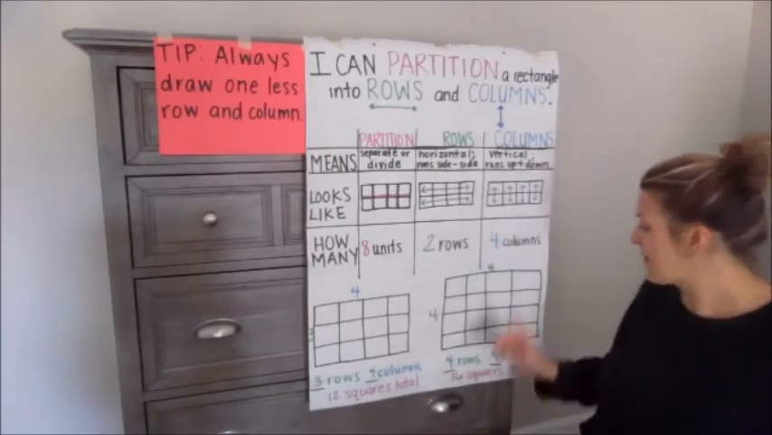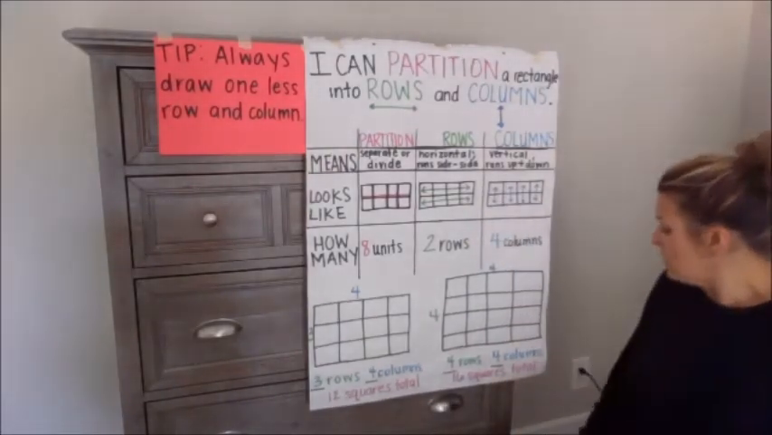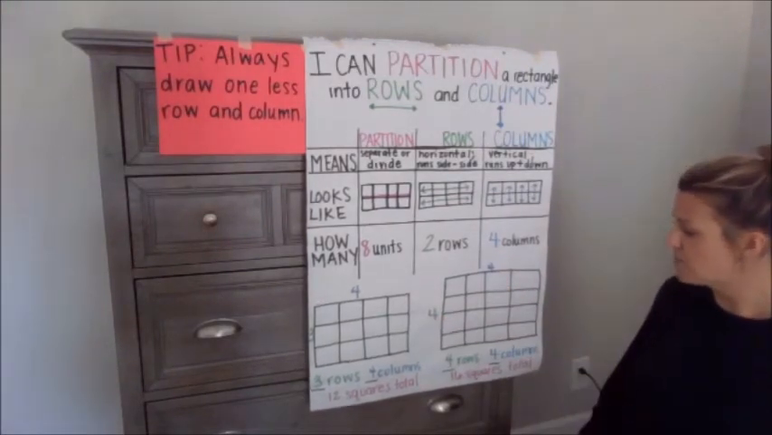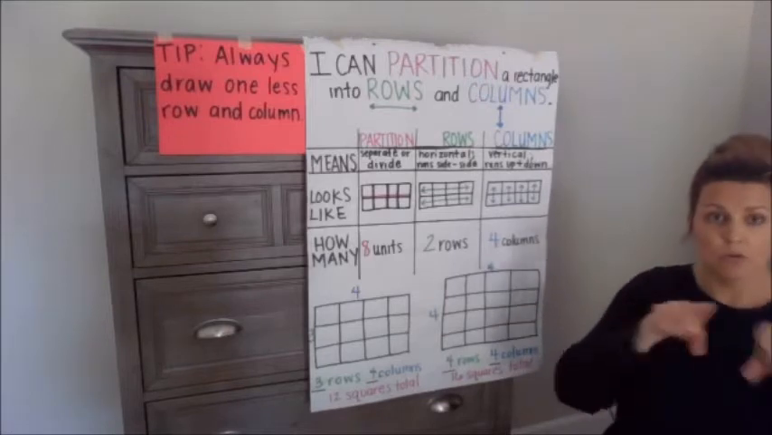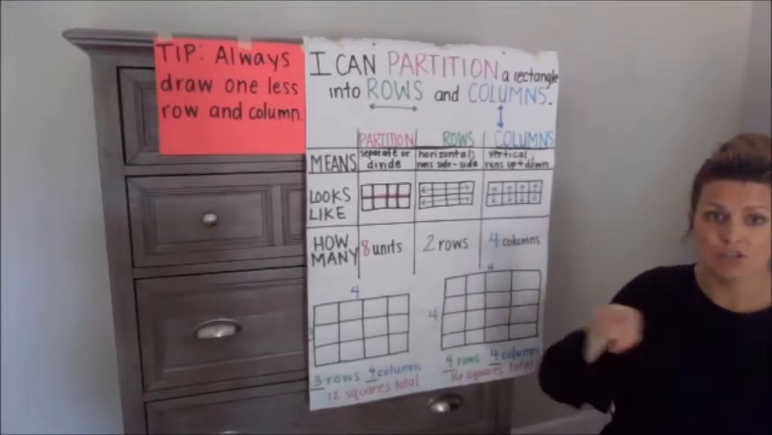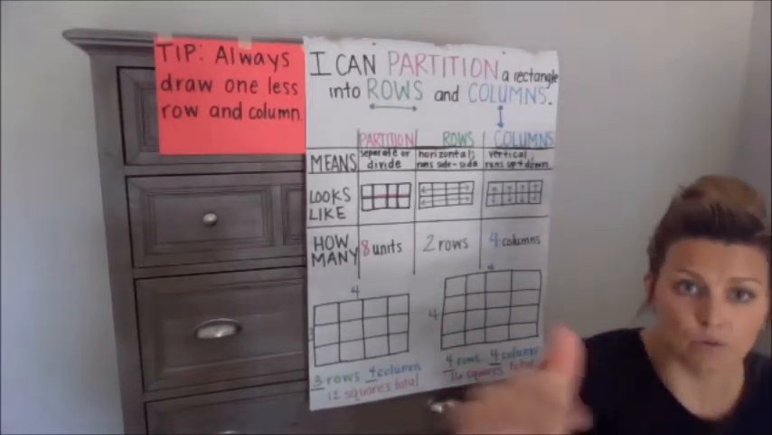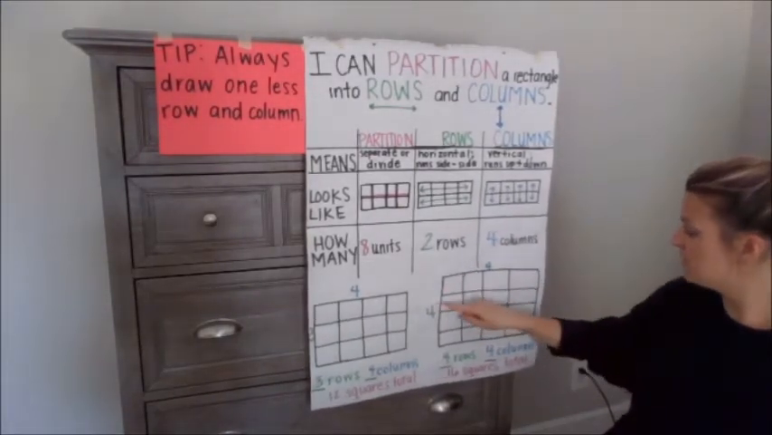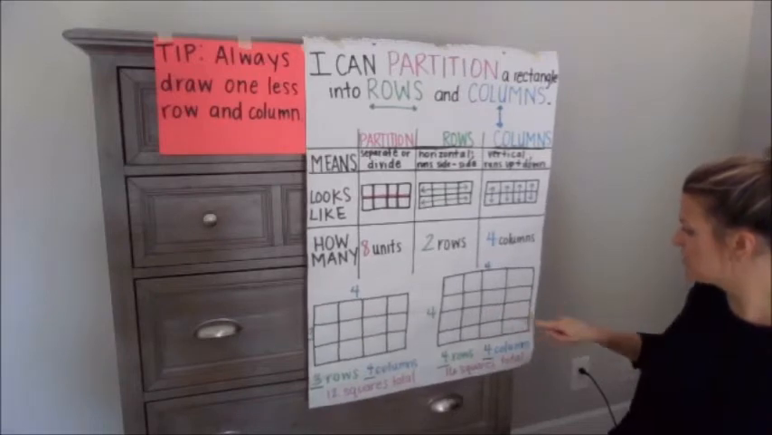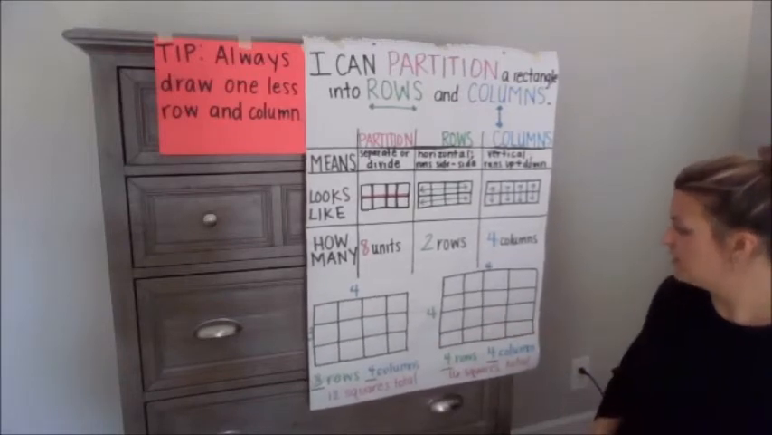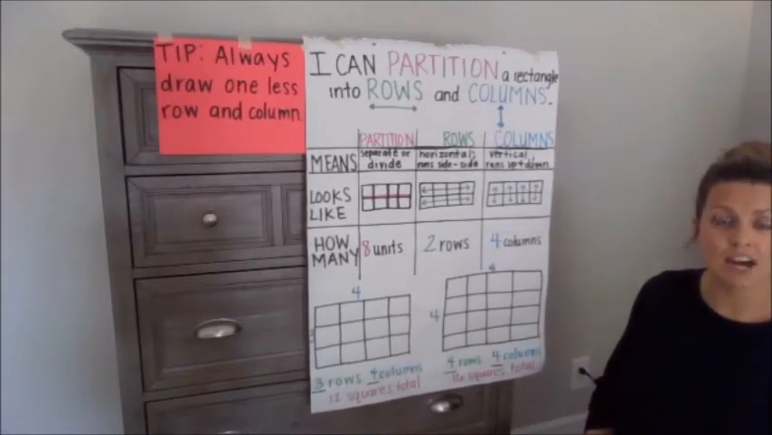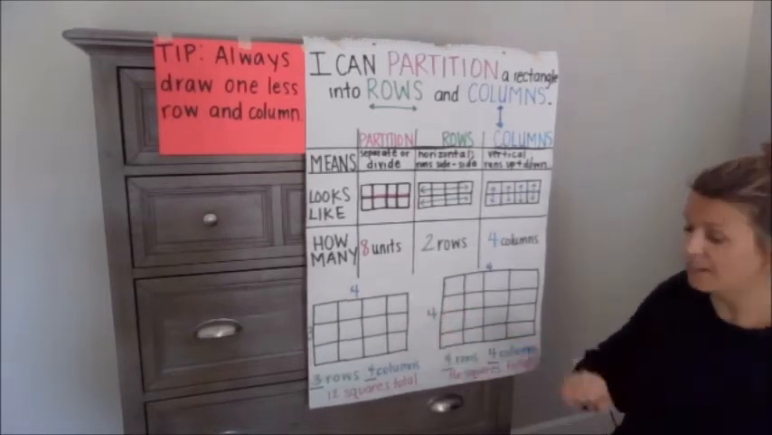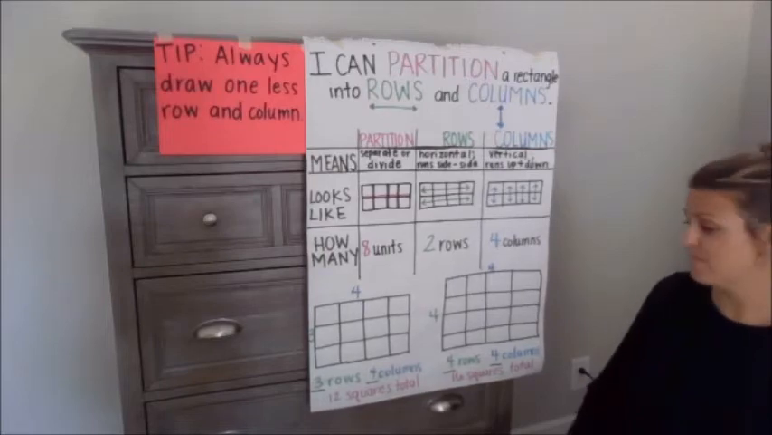So let's take a look at my last rectangle that I partitioned. I partitioned it into 4 rows and 4 columns. Remember, rows go side to side, okay? Rows go side to side. So let's take a look. 1, 2, 3, 4. And how many lines did I draw? Well, let's take a look. 1, 2, 3. 1 less.